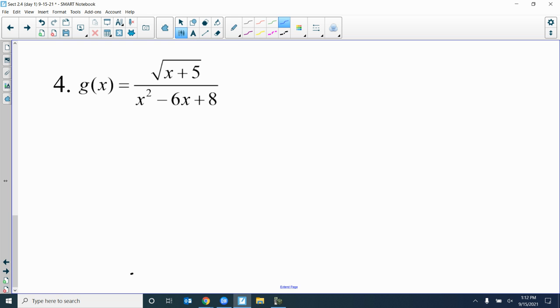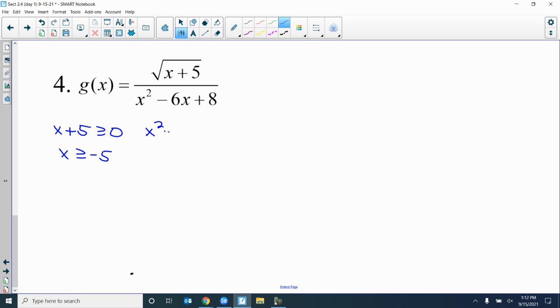All right, copy down that one. All right, think through this one. G of x equals square root of x plus 5 over x squared minus 6x plus 8. Remember, the domain is going to list all the x values for which that graph exists. It will not exist for any other x values. We've got a radical. So x plus 5 has to be greater than or equal to 0, which means x has to be greater than or equal to -5.